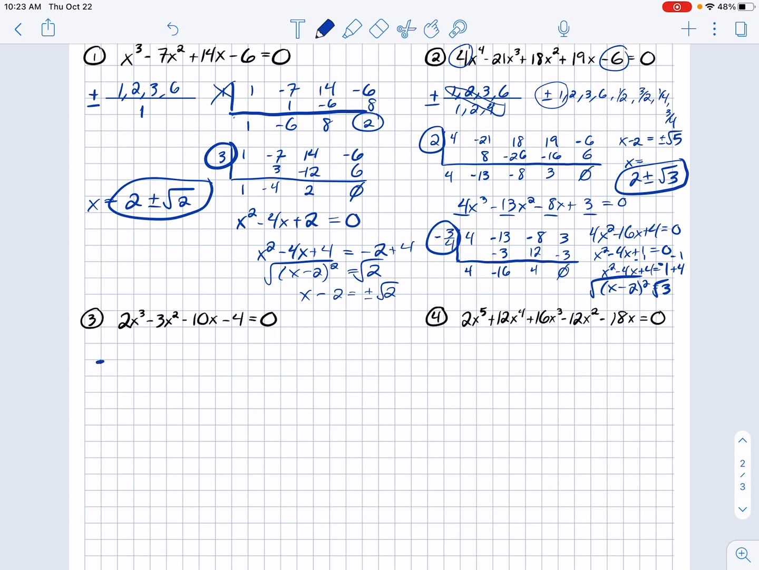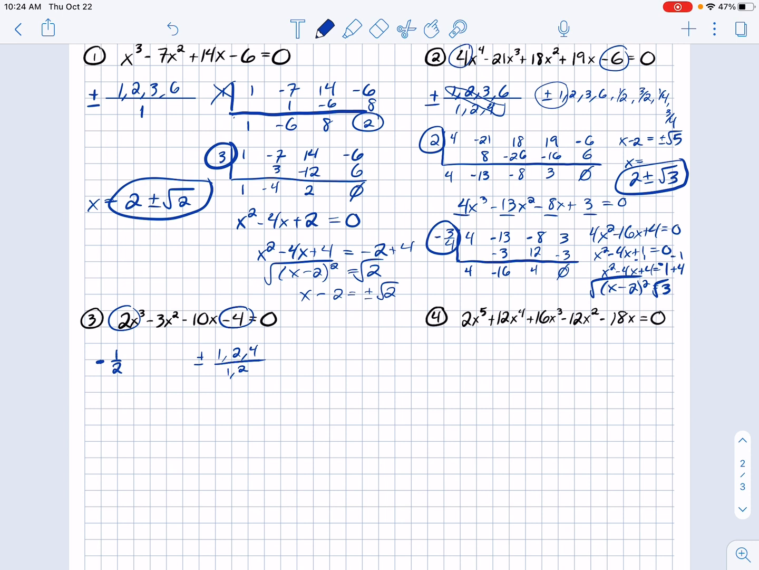For number 3, maybe try testing -1/2, okay? But your possible roots are plus or minus 1, 2, and 4, factors of your constant, over factors of 2. And then for number 4, why don't you solve that one first, because you can definitely take out a GCF of 2 there. Those are all even numbers, and see what you get.